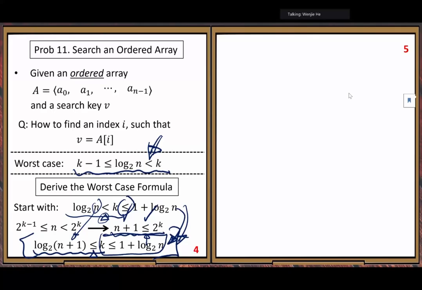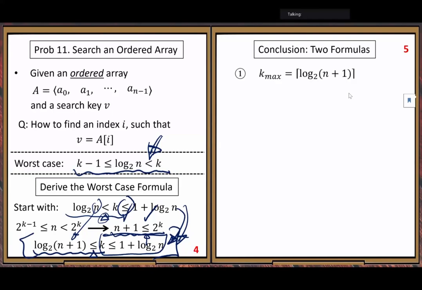Now we are ready. After we get this inequality, we can make our final conclusion about the optimal solution for the worst case of binary search. In conclusion, we have two formulas, because of the upper bound formula and the lower bound formula. So there are two estimate formulas we can use for the worst case.